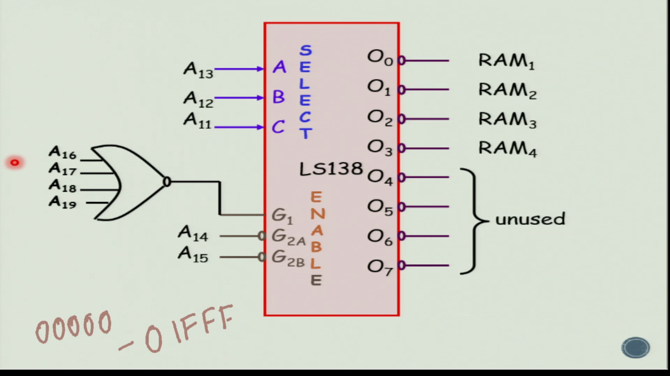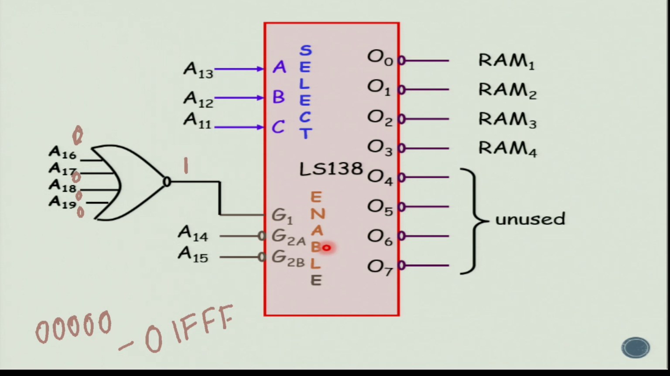Now coming to the G1 signal, again we know that A16 to A19 all are going to be 0 for our 4 RAM chips. Since all of them are going to be 0, the output of the NOR gate will be high only when all the inputs are low. So when A16 to A19 are all low, the output of the NOR gate is going to be high, so G1 will also be active. So anywhere in the address range starting from 00000 to 01FFF, this particular decoder will be enabled.